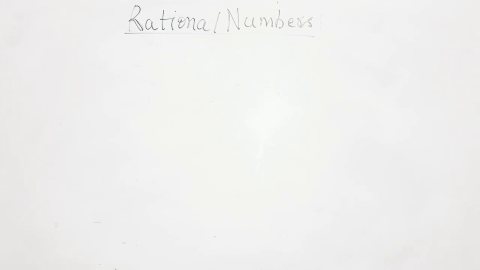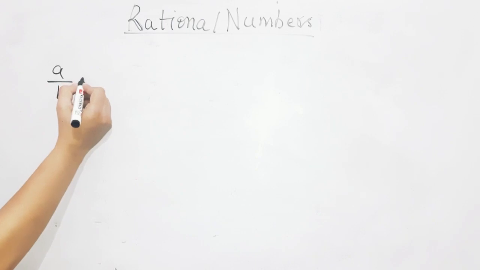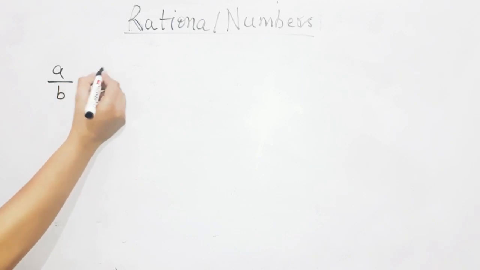So students, in this video I am going to explain you about subtraction of rational numbers. I have already taught you about addition of rational numbers. So today I will be explaining you about subtraction of rational numbers. So for any two rational numbers a upon b and c upon d, how do we subtract them? A upon b and c upon d.